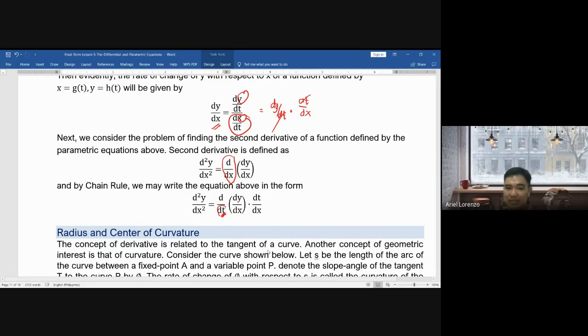We need dt to disappear, and this dx squared will be squared. So, I need to multiply dt all over dx so that dt cancels, and then dx becomes squared so that they match here. Okay? So, example.